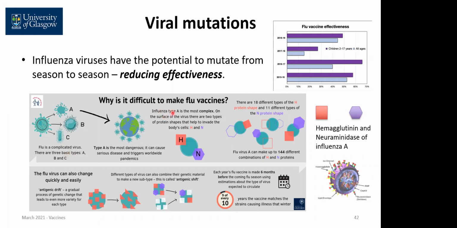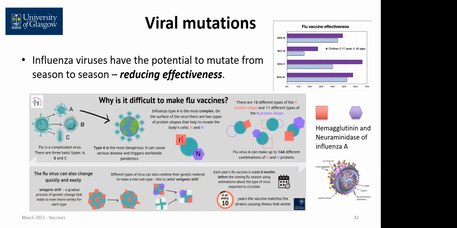And this is ultimately summarized here from what I've said. So we've talked about antigenic drift here, where you get a process of genetic change that leads to more variety within the proteins on the surface. Antigenic shift is where you make a new subtype, where basically there's reproduction between two strains that results in the production of a new subtype.